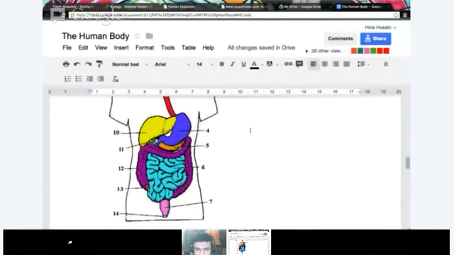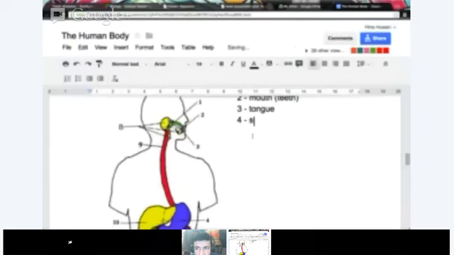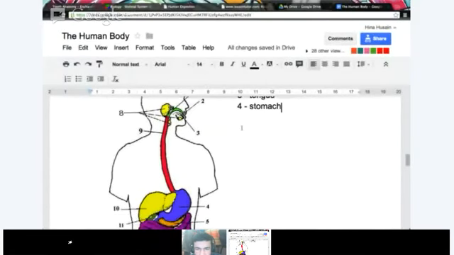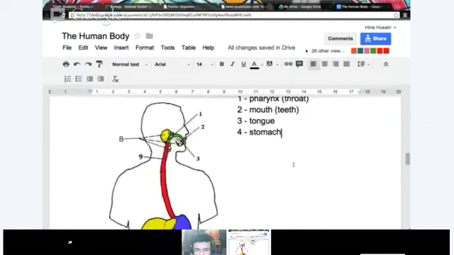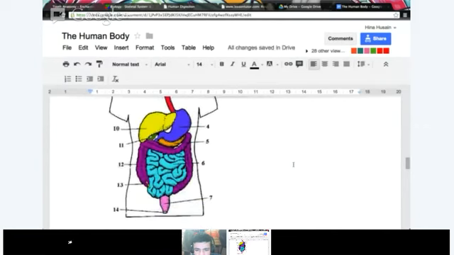Number 4, can I get Juan? Can you tell me what number 4 is? Stomach. Perfect. Number 4 is right here. So this purple organ right here is the stomach. Okay. Fernando, can you tell me what number 5 is? This orange organ right here. The pancreas. Perfect. Yeah, it's the pancreas.